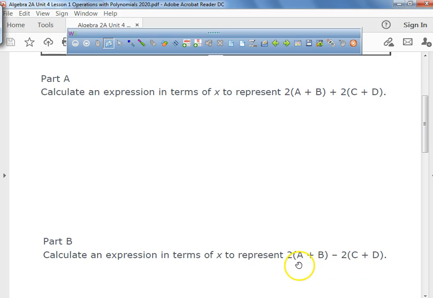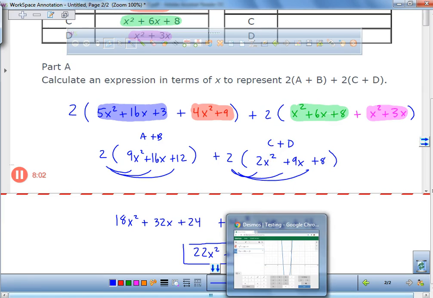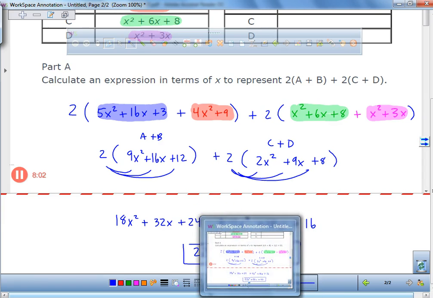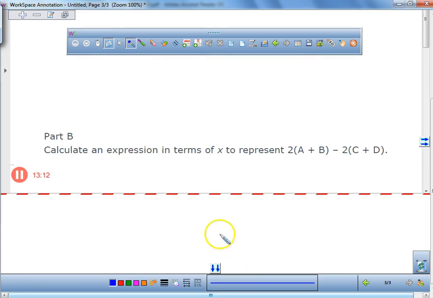Okay, so here's what I'd like you to do. Being that we just did this, do you guys see what a plus b is and c plus d is? So let's just use what we've done correctly and plug it in. Does that make sense? All right, so here we go. Let's go back to our problem. It says to write a calculated expression in terms of x to represent this.